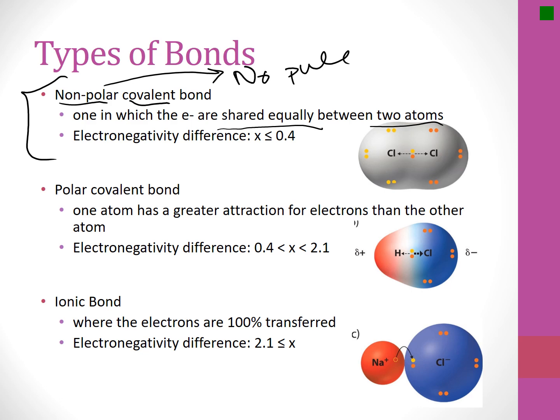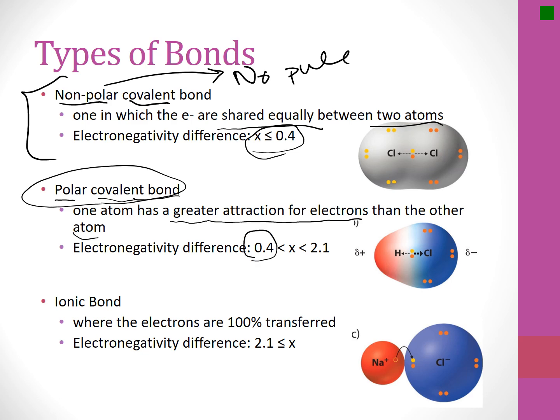And how do you determine if it's going to be nonpolar covalent, meaning shared but equally? Their electronegativity difference is less than 0.4, equal to or less than 0.4. A polar covalent bond means that the electrons are also shared, but they are shared unequally. So one of the elements has a greater attraction for electrons than the other one. How do you determine whether it's going to be polar covalent versus nonpolar covalent? The electronegativity difference between the two elements is between 0.4 and 2.1.